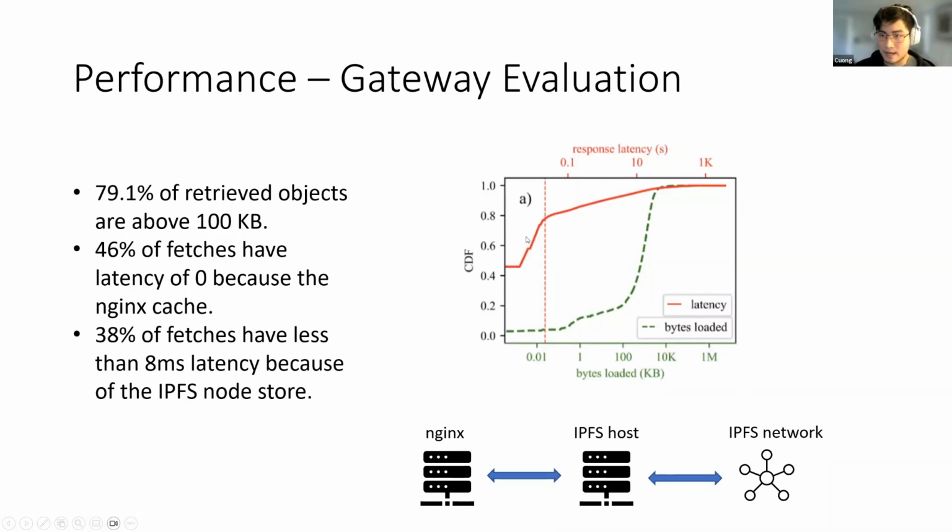You can see that the red line starts from 46%, which means 46% of the fetches have a latency of 0, and this is because the gateway also caches the files in the Nginx server, which helps with the latency if the cache is hit. The other 38% of the fetches have less than 8 milliseconds, and this is because they also use another cache in the IPFS host. So this part from here to this dotted line is the hit to the cache in the IPFS host, and the rest of the requests go to the IPFS network.